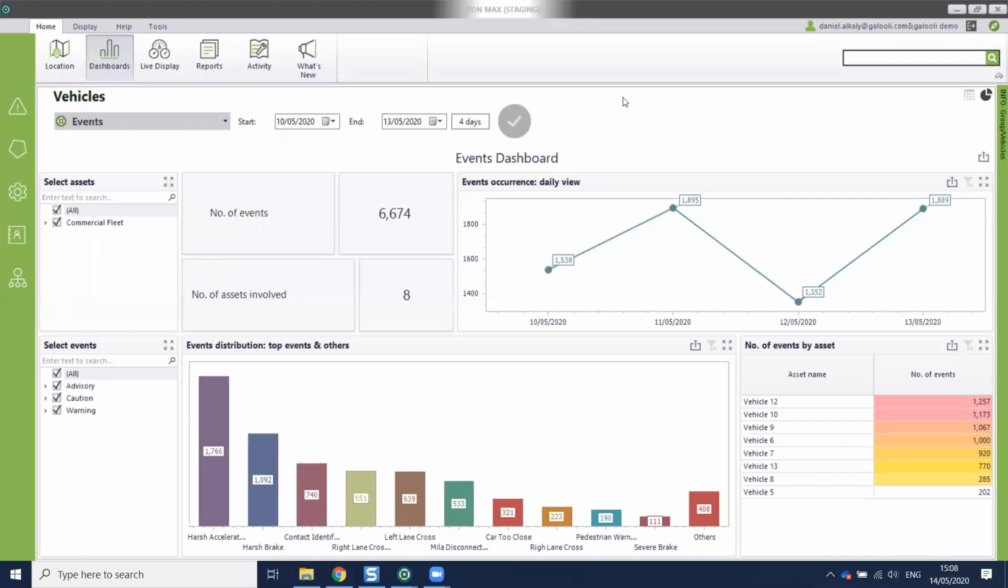In this case, I've selected 4 days, and in 4 days, this specific fleet has triggered 6,674 events, and this is 8 vehicles. So we have 8 vehicles who have triggered altogether a little less than 7,000 events over a period of 4 days, which I think is quite a lot. In the graph right next to it, we see the events dashboard and the daily view. So we can actually understand the distribution of the events over the entire week.